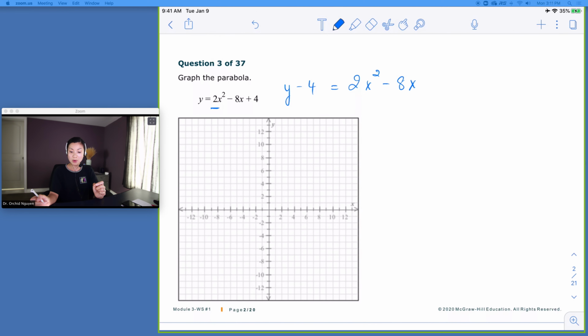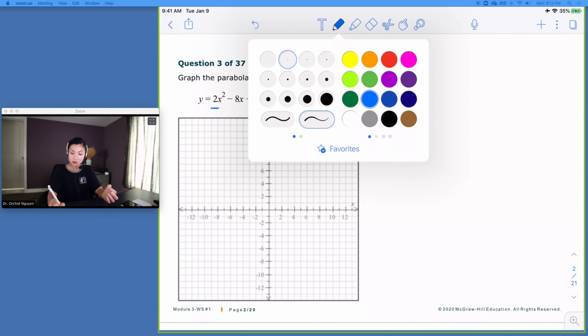Hopefully you still remember that in order for us to complete the square, I'm not allowed to have the 2 in front. So we have to get rid of it. So how do I get rid of it? I'm just going to factor it out. So x squared minus 4x. All right, now we are ready to complete the square.